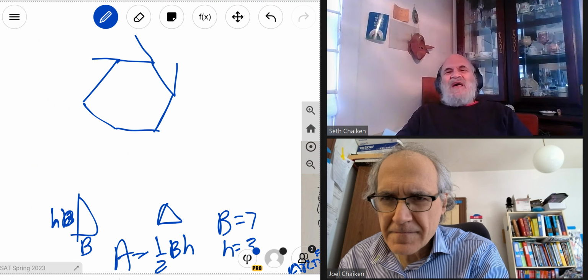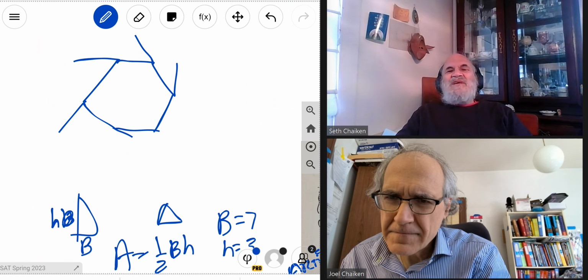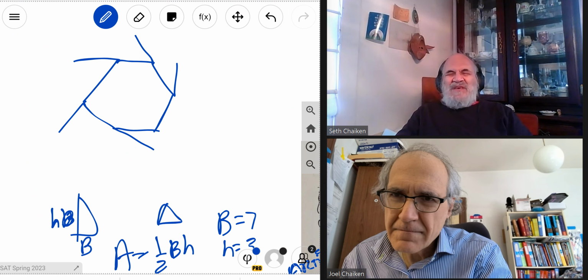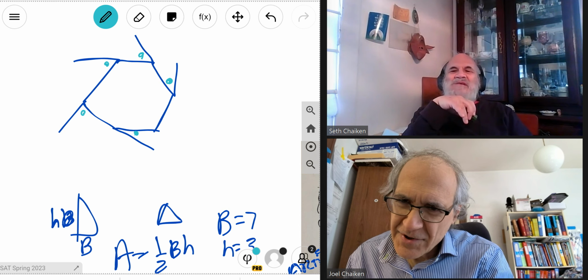That's right. And that can be used to calculate what the sum of the interior angles is. It turns out the sum of the interior angles depends on the number of vertices. Yeah, I blew this one.